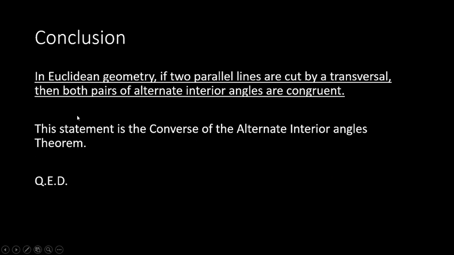So when we do this, we can conclude the following statement: in Euclidean geometry, if two parallel lines are cut by a transversal, then both pairs of alternate interior angles are congruent. And this statement is, in fact, the converse of the alternate interior angles theorem, which is what we were trying to prove.